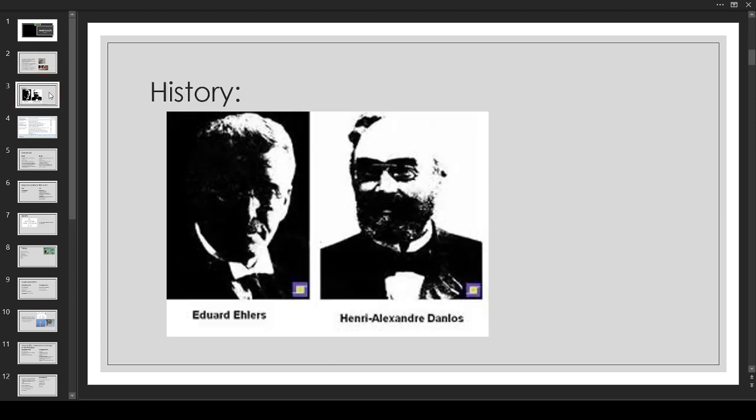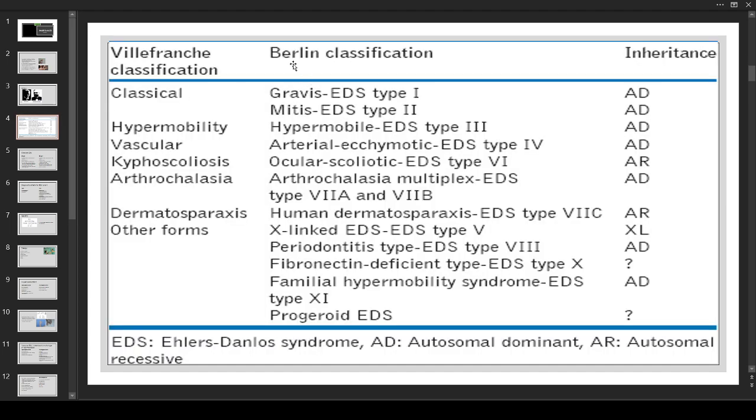It was first discovered and described by two doctors, Edward Ehlers and Henri Alexandre Danlos, who in the first decade of the previous century started having patients come in who had these identical symptoms: extensibility, hypermobility, and so on. And on this slide, you may see that there are 13 to be exact.